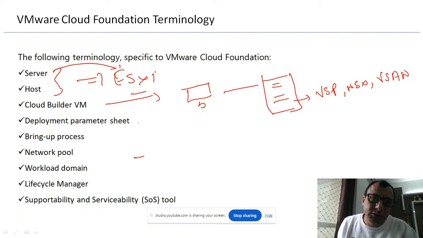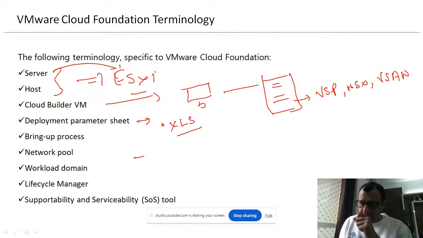The deployment parameter sheet helps you define the credentials, the network details, the host details, and the certificate details. All that you have to fill in the cloud deployment parameter sheet. This sheet is an Excel sheet that you import into your Cloud Builder appliance to build up the management domain cluster.